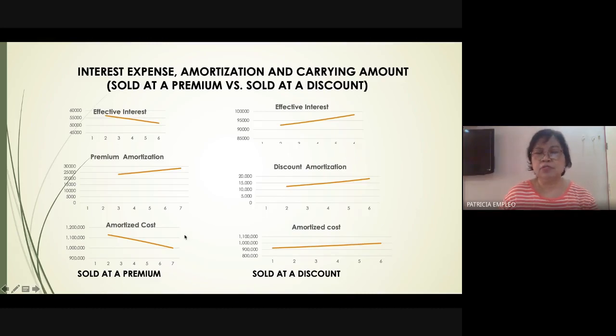Therefore, this is a useful question in examination. What is the tendency of premium and discount amortization for term bonds? So whether the bonds were sold at a premium or at a discount, their amortization, whether premium or discount, is increasing.